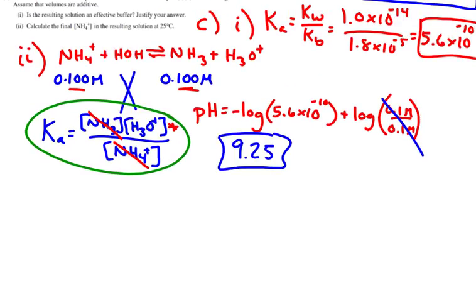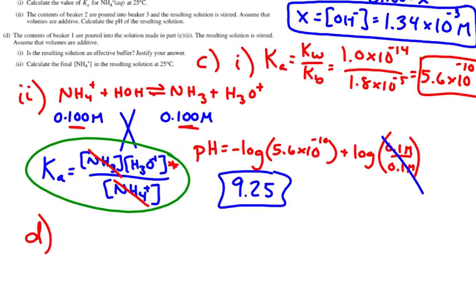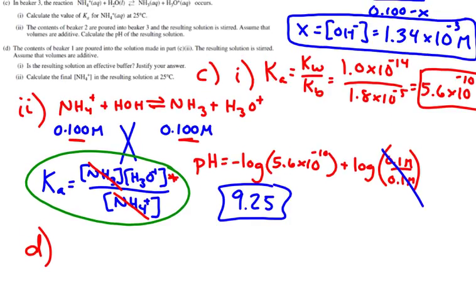All right, finishing up with those ideas then. Letter D. It says the contents of beaker 1 are poured into the solution made in part C, part II. The resulting solution is stirred. Assume that volumes are additive. Okay. So now this is a little different. So you need a little bit more. So okay, first let's get this equation right. So let me see if you can get the equation.